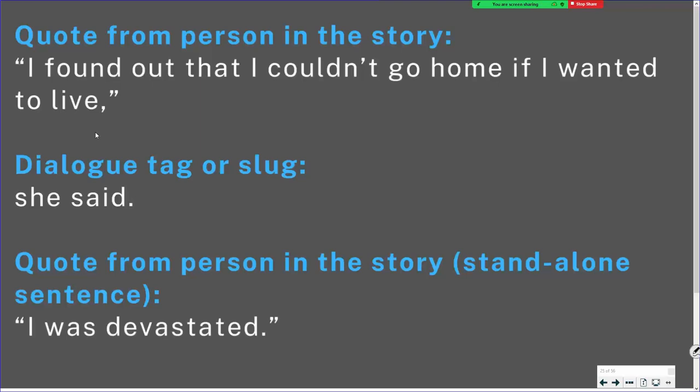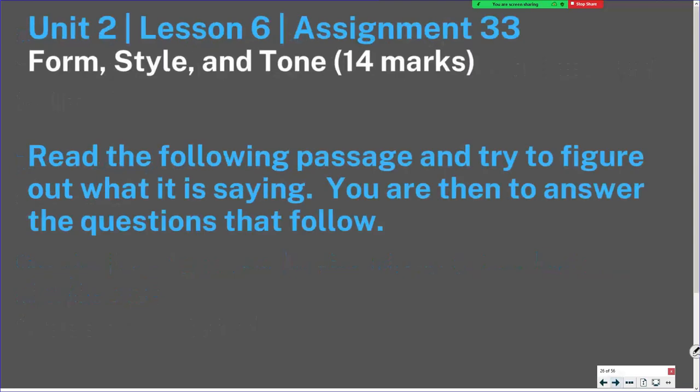So sometimes the sentence will have the quote from the person and then the tag. And then in that final example, sometimes the quote from the person will just stand as its own sentence. I was devastated. And that just stays as itself. It's a complete sentence. And more on that in a second.